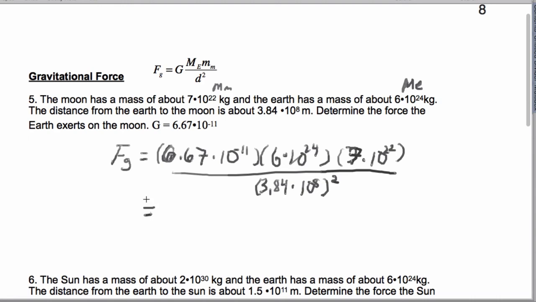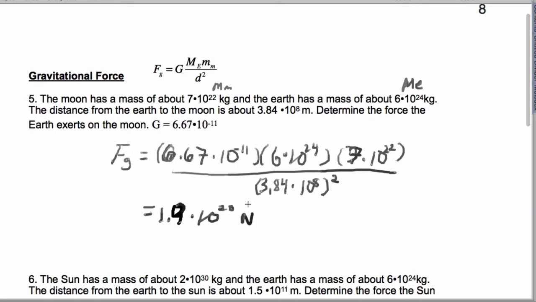And when we actually work that out, quite a bit of math here. So 6.67 times 10 to the negative 11th times 6 times 10 to the 24th times 7 times 10 to the 22nd divided by 3.84 times 10 to the 8th. That's giving us, if I really round here, I'm getting 1.9 times 10 to the 20th newtons. It's quite a bit of force.